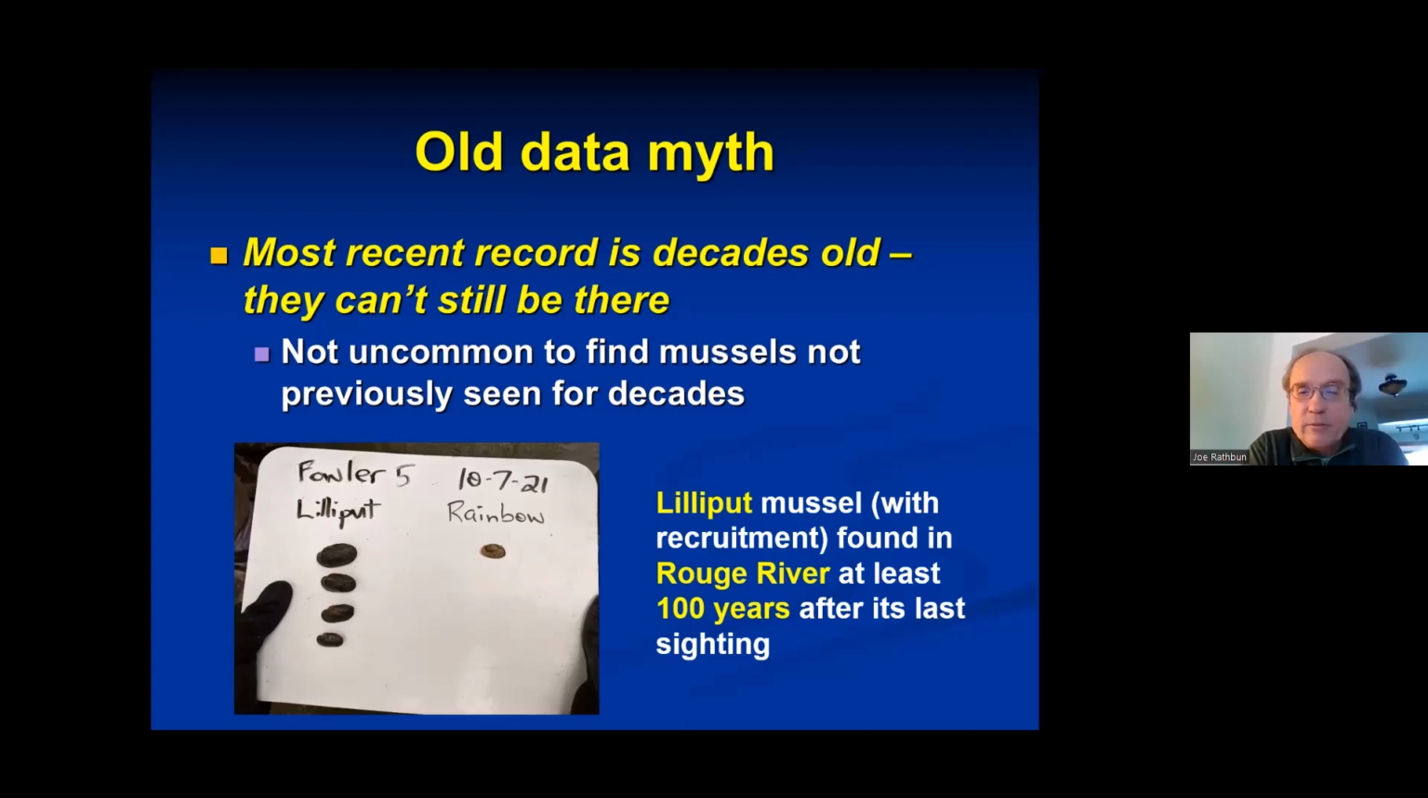An example here is the Rouge River. The state-listed Lilliput mussel was found just last year. We found it 100 years after it was last seen alive in the watershed. So the fact that you don't have recent data for your project site doesn't mean that they aren't there.